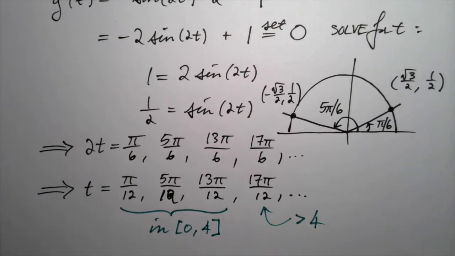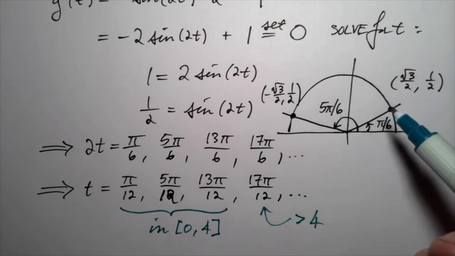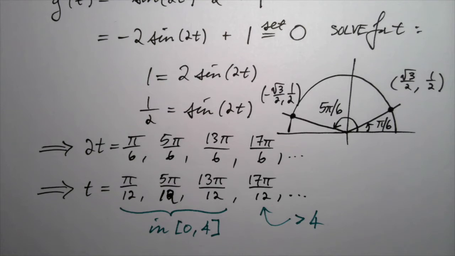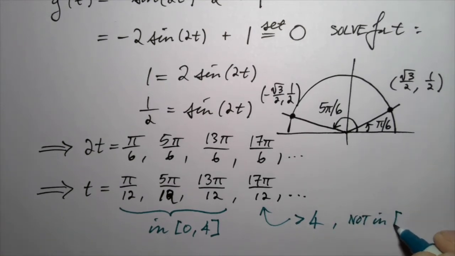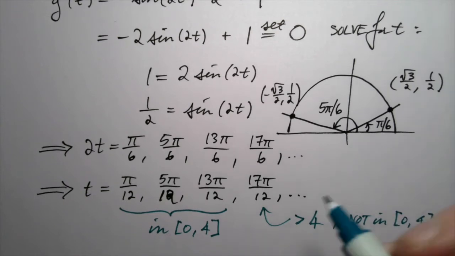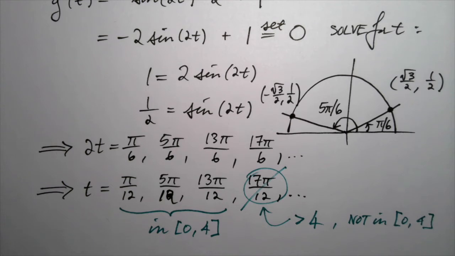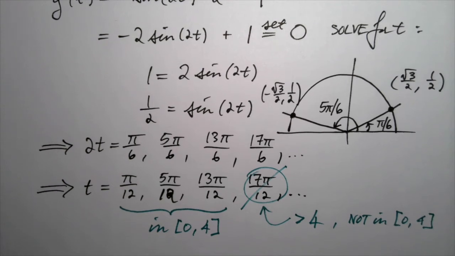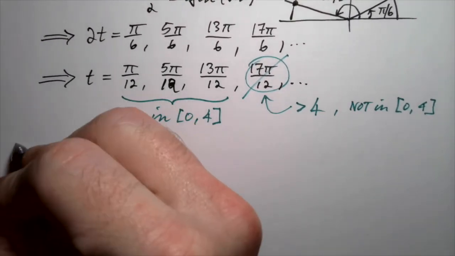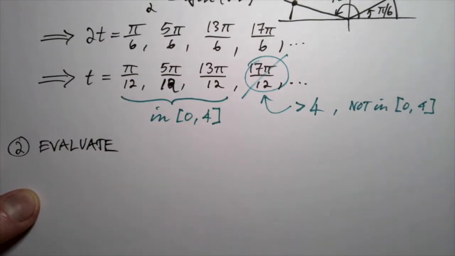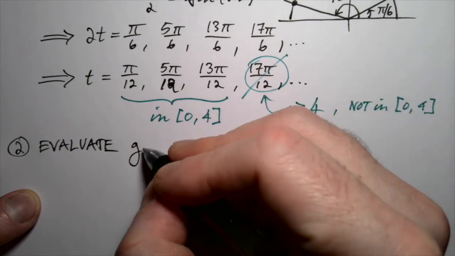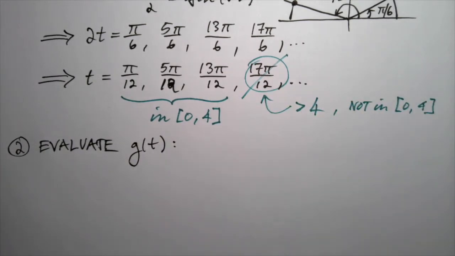Notice that since the interval starts at 0, we don't need to consider the negative t values, right? We could have considered the negative angles whose sine is equal to 1/2. Since that number is bigger than 4, it's not in the interval under consideration. So that value and all the ones bigger than it, we don't need to consider. We only need to consider those first 3 critical values. In the next step, we're going to evaluate the function at those critical values that we found, as well as at the endpoints. So let's do it.